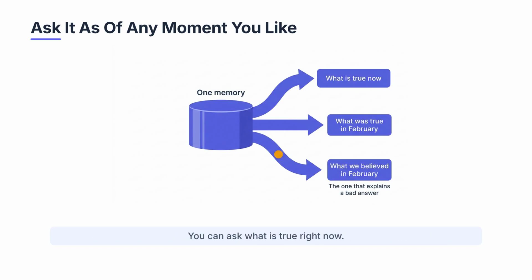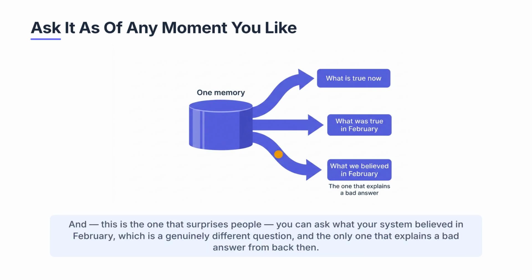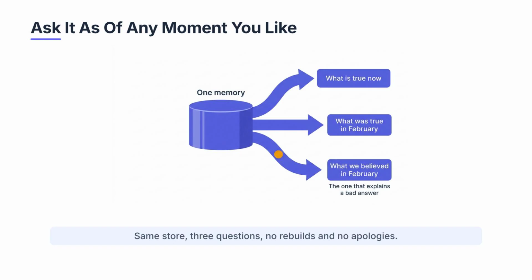You can ask what is true right now. You can ask what was true back in February. And this is the one that surprises people. You can ask what your system believed in February, which is a genuinely different question, and the only one that explains a bad answer from back then. Same store, 3 questions, no rebuilds, and no apologies.